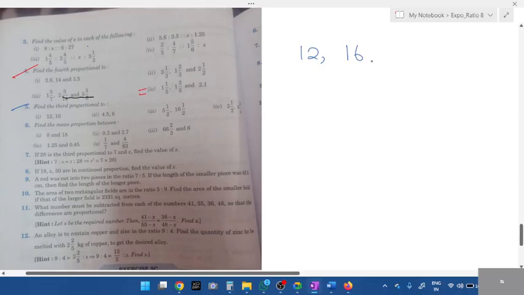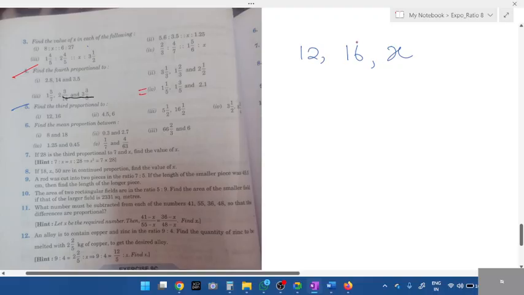Next question. What do we need to find? Fifth one. Which proportion? Third. In total, how many proportions should we have? Total we should have 4. If the third proportion is not given, what do we take? Let the third proportion be x. But according to the concept, we need 4 proportions.